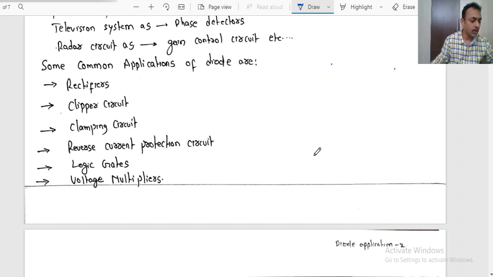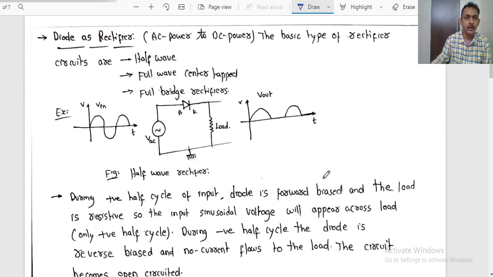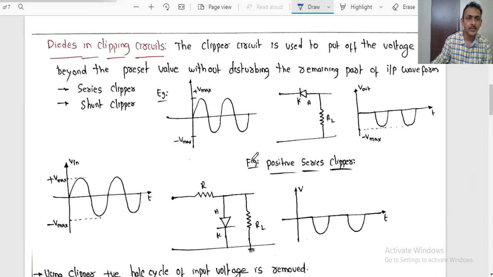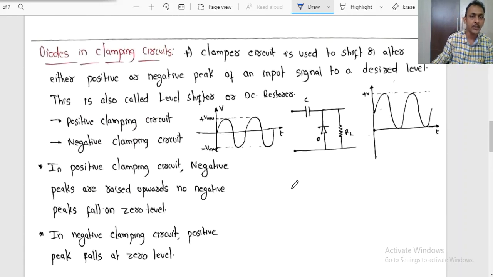And also about voltage multipliers, and we will see their circuit diagrams and their operation as a diode rectifier, and also we will discuss diodes in the clipping circuit. What do you mean by a series clipper, and what do we mean by a shunt clipper, these clipping circuits, their waveforms, and also we will discuss the clamping circuit.